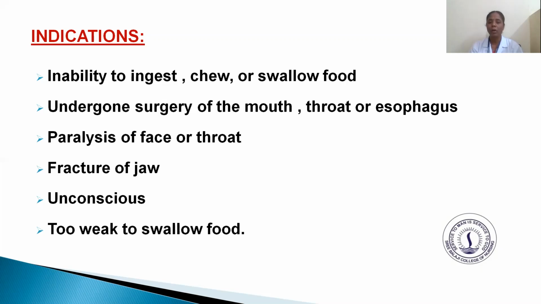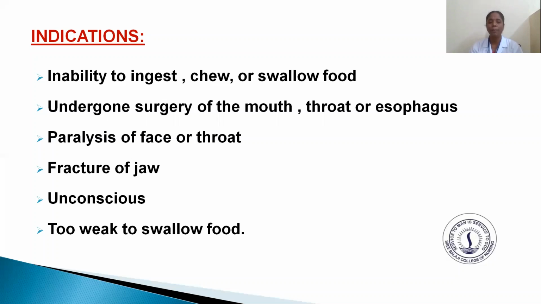Paralysis of face or throat. Patients having neurological problems, hypertension or diabetes can develop paralysis, and those patients find it difficult to chew, speak, and take in food and medicine. With paralysis of the facial muscles, the patient has difficulty taking food and medicine. So you can administer the NG tube to those patients.